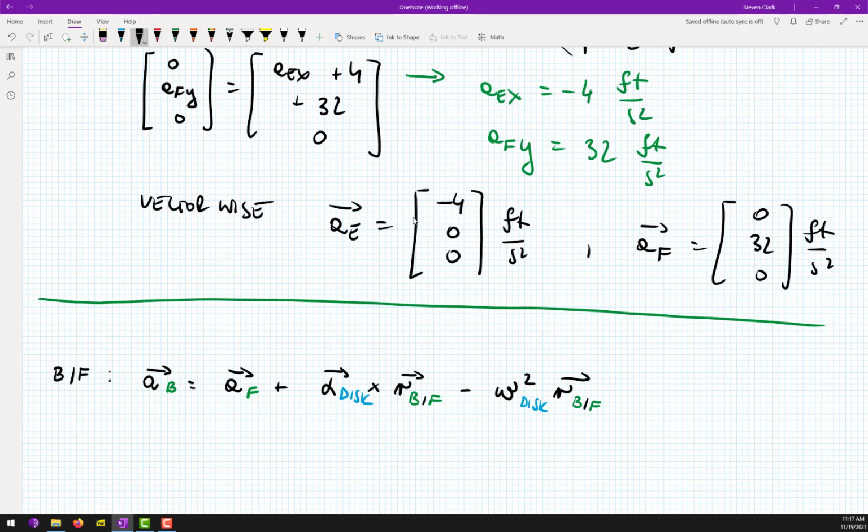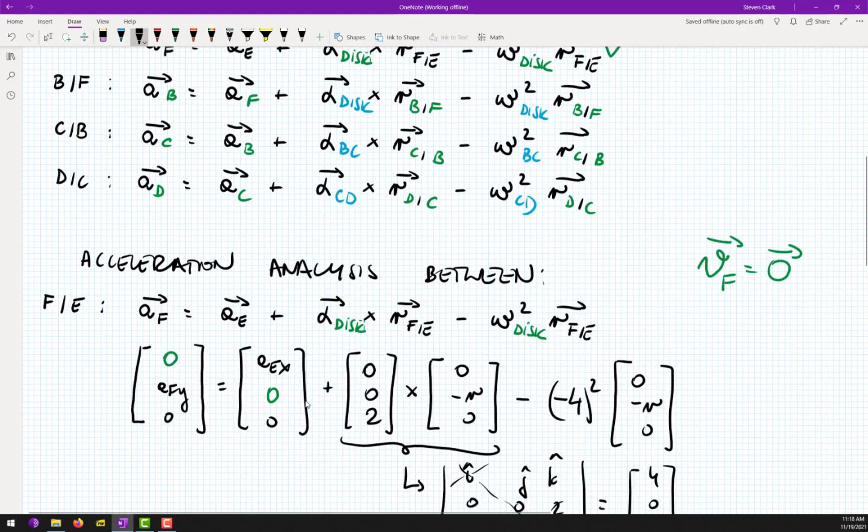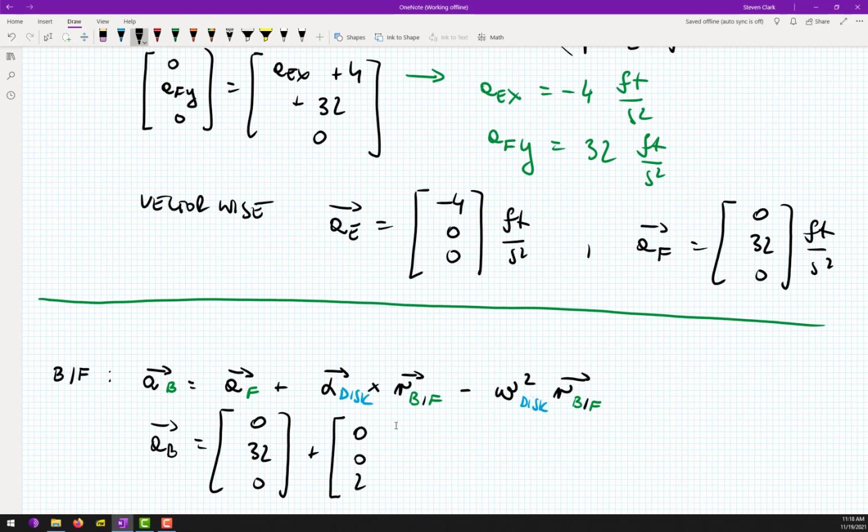Okay, so VB we just found, yes? VB, AB. What am I doing? Oh no, we don't know AB, sorry. AB we don't know, but F we found. So AB is equal to this vector plus 0, 0, 2 times this vector. Okay, I have to scroll up the board again to see RBF.